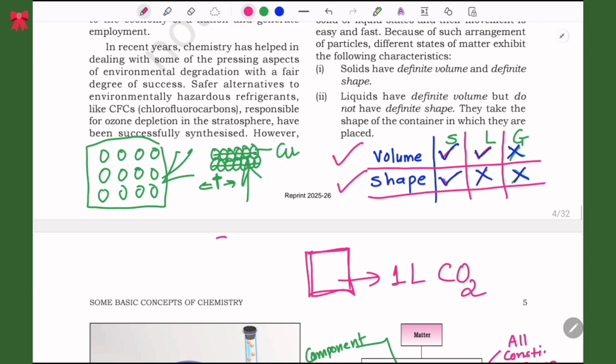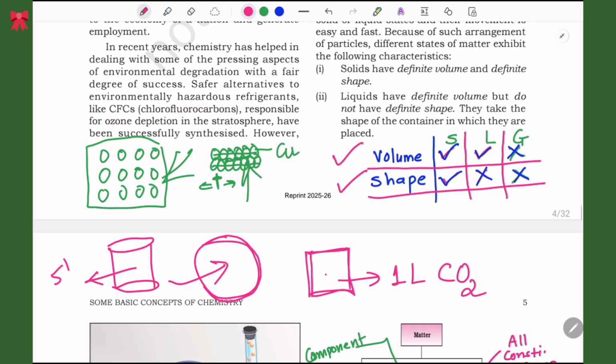Same thing if you take it in a circular container, the container which looks like a circle, so definitely the shape will look like that. Let's assume that we are going to take it in a cylindrical container now. So if we take this in a cylindrical container whose capacity is 5 liters and the same amount of gas, that is 1 liter of carbon dioxide, if you put it in this 5 liters of container, and of course there's a lid on this, so what will be the volume of the gas?